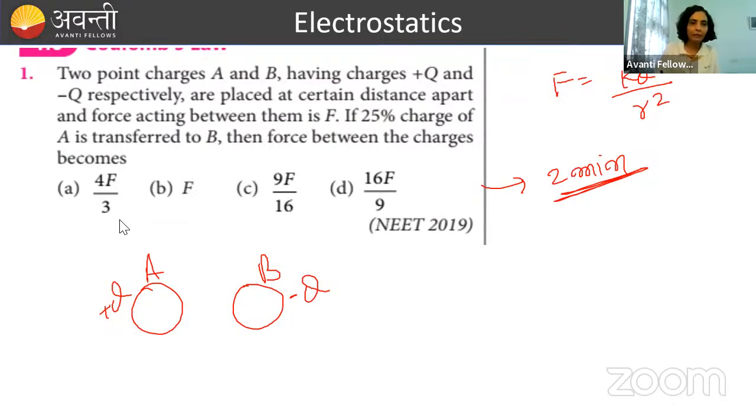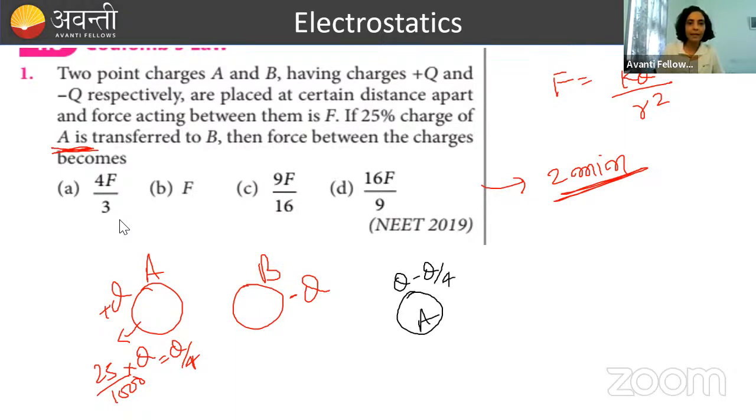Now what is happening? If 25% charge of A is getting transferred to B. So 25% charge of A means Q by 4 amount of charge is getting transferred to B. Now what will be the new charges on A and B? A will have Q minus Q by 4, and B will have minus Q plus Q by 4, because it's taking 25% charge of A. If you calculate, this will be equal to 3Q by 4, and this will also be equal to 3Q by 4.